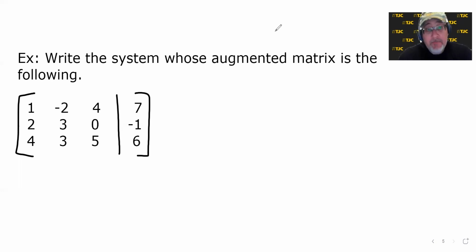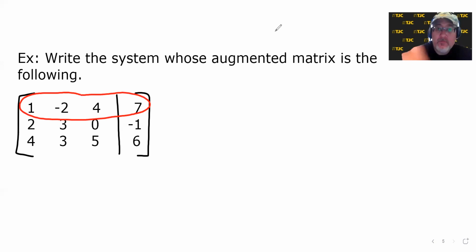Put the letters back in. Now, granted, the variables don't have to be x, y, and z, but unless you have cause to use something else, you can assume that the variables will be x, y, and z. So what does this first equation represent? Well, the 1 represents 1x, the -2 represents -2y, and the 4 represents +4z. The augmentation bar represents the equal sign, and on the right side of it is 7.